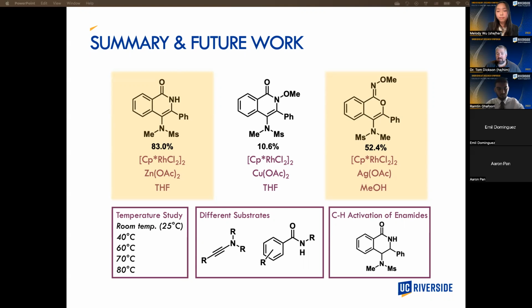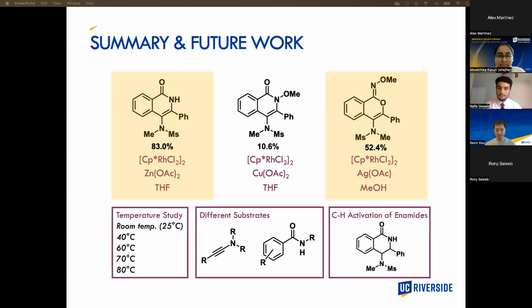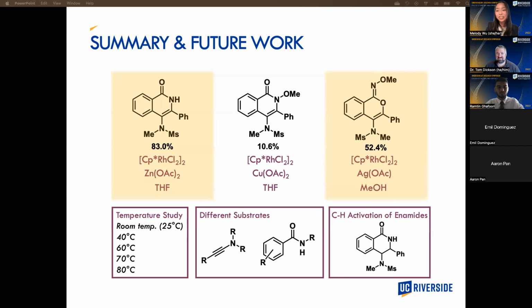Do you happen to have any theory on why the zinc works so well at such a high yield? I'm not entirely sure. I would probably consult more with Dr. Ko, and then I will let you know.